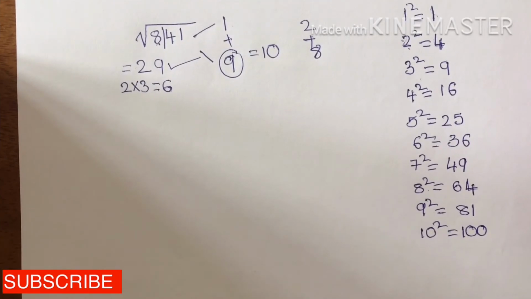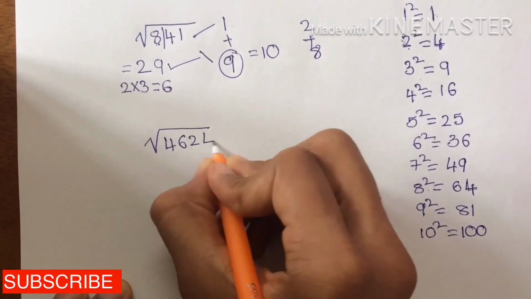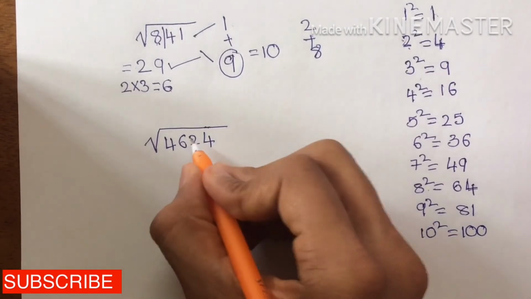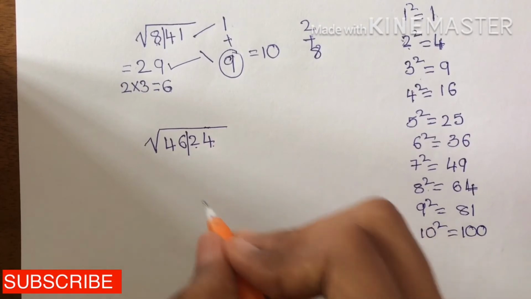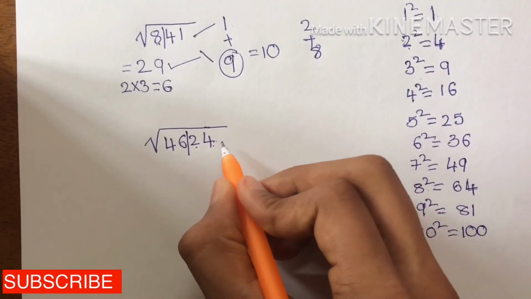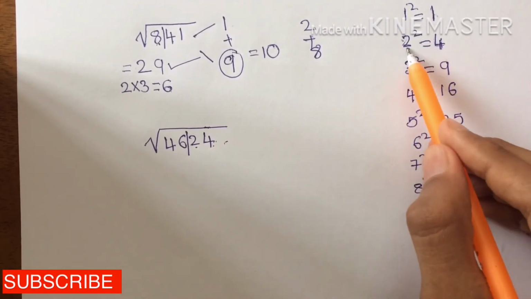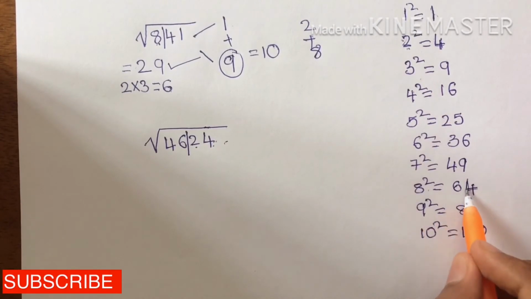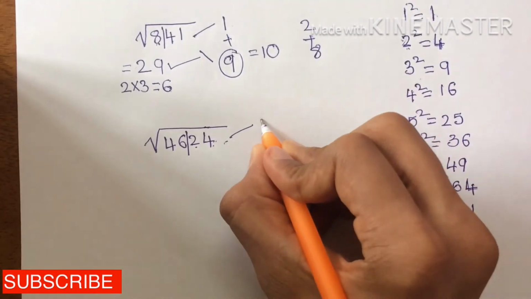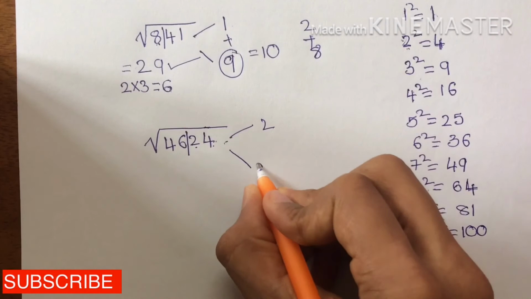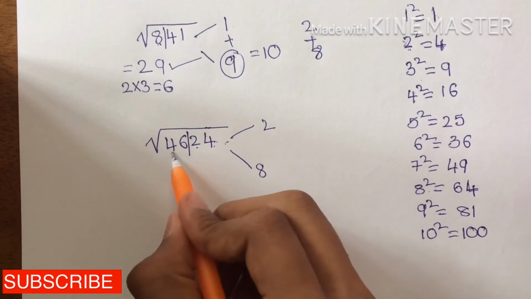Now we will take our example as a 4-digit number. Root over 4624. From the right-hand side divide these numbers into two digits like this, and the remaining as it is. And what is the last digit here? 4 is the last digit, and 4 will come in the square of 2, and again 8 square is 64, so 4 is the last digit. We can take our last digit options as 2 and 8.